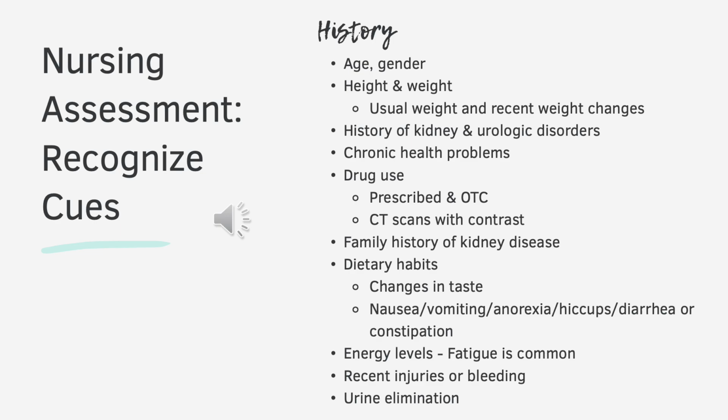We need to ask about any recent injuries, weakness, or changes in daily activities, because all these can indicate anemia or pulmonary complications. Symptoms like drowsiness or shortness of breath or bruising can suggest complications like pulmonary edema or other hematologic changes. And lastly, we need to ask about their urine elimination. So we need a detailed description of their urination patterns, including frequency, appearance, and if they're having any difficulty. Changes in urine may point to an underlying urologic problem, which can affect kidney function.